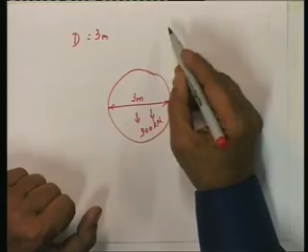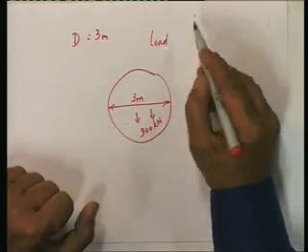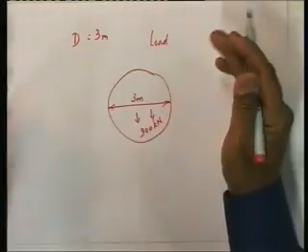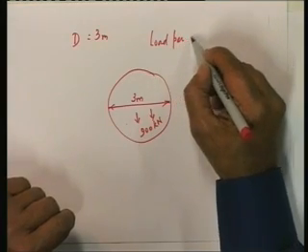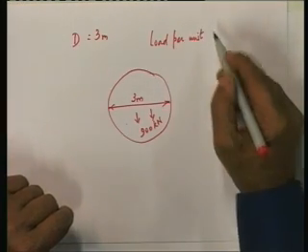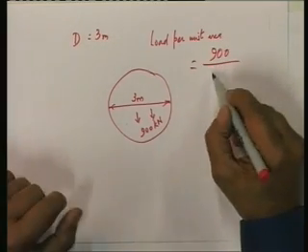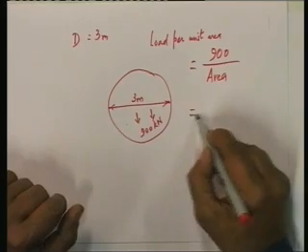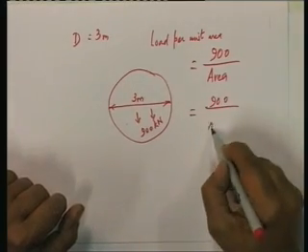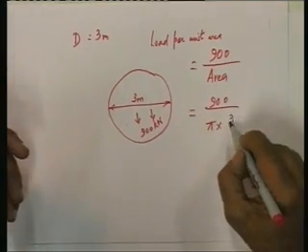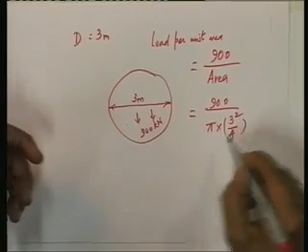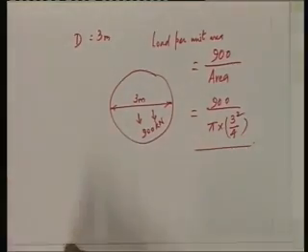That means the load, which can be considered to be uniformly distributed over the entire area, that is load intensity per unit area, will be 900 divided by the area, which is 900 divided by pi into d square upon 4, where d is 3. This will be the uniformly distributed load that comes on the circular area, and for this we need to find out the stress at any point.